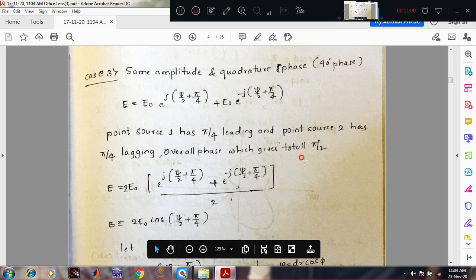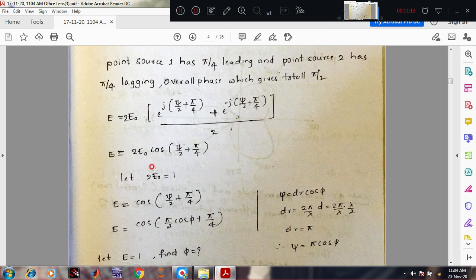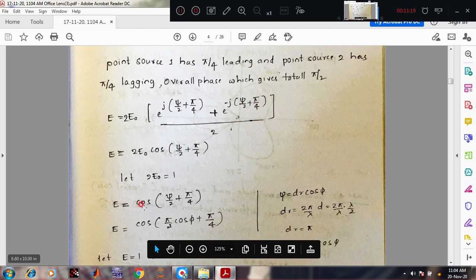What is this one? Since we are having the plus sign, the same theta, divided by 2, it's a cos function. Therefore, E will be 2 E naught cos psi by 2 plus pi by 4. Let 2 E naught be 1, so for normalizing, the remaining will be E equal to cos psi by 2 plus pi by 4.